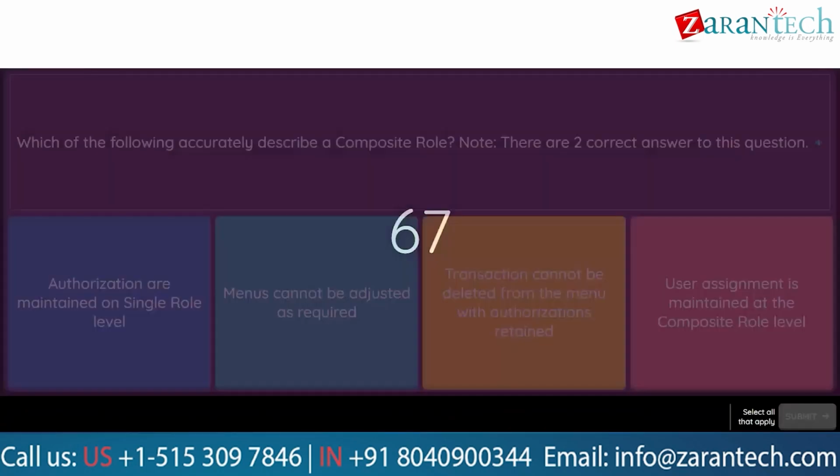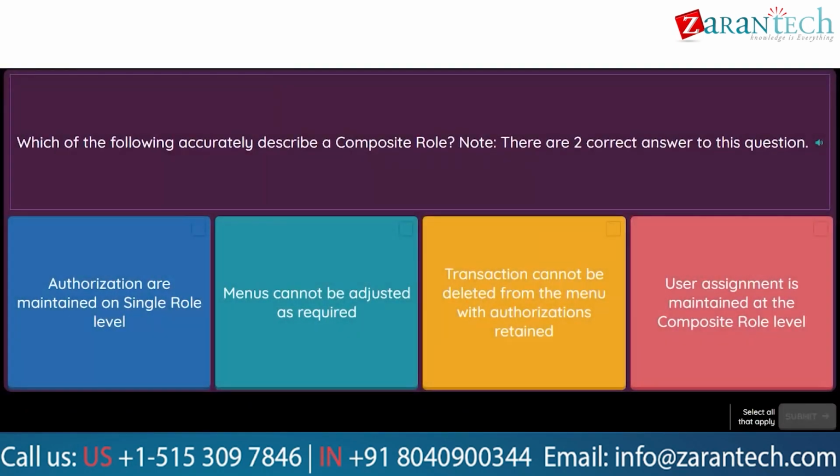Question: Which of the following accurately describe a composite role? Note: there are two correct answers to this question. Option 1, authorizations are maintained on single role level. Option 2, menus cannot be adjusted as required. Option 3, transactions cannot be deleted from the menu with authorizations retained. Option 4, user assignment is maintained at the composite role level.